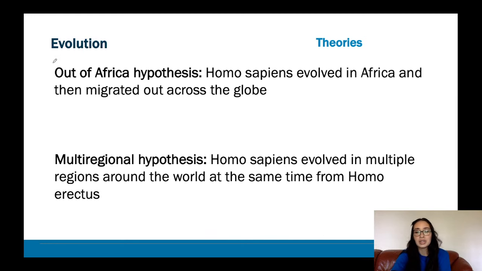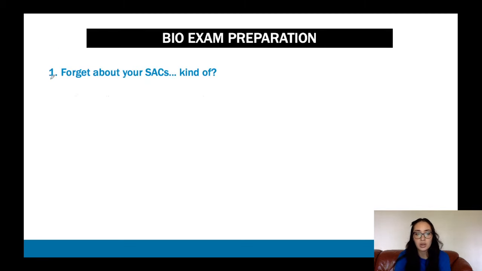We've got two hypotheses for evolution, the out of Africa hypothesis or the more original one. You pick whichever one you resonate with. I personally like this one. So Homo sapiens evolved in Africa, then we migrated all over the globe. I'm starting to lose speech now. And as a result, we've got different people all over the world, different species elsewhere.